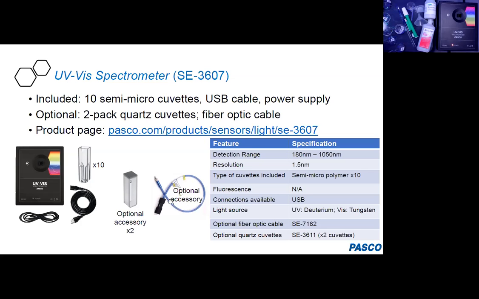Now, another accessory you can get is the fiber optic cable if you want to study light. Today we're studying solutions, but you can also study light sources and see where the intensity is maximized, or even look at specific wavelengths that are peaks for a particular light source. If you want to know more about the specifications, here's a few of them, but I would recommend going to our website, pasco.com, and looking for the product SE3607. That is our UV-Vis spectrometer.